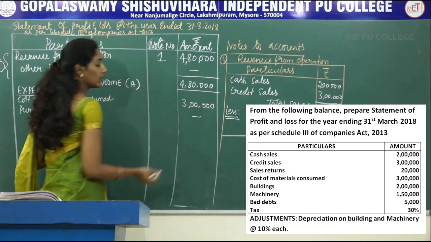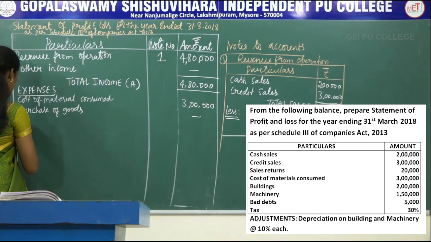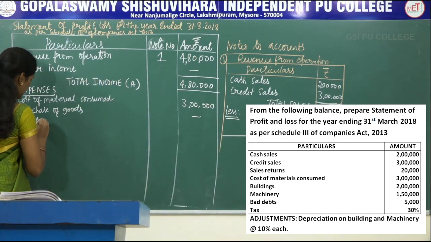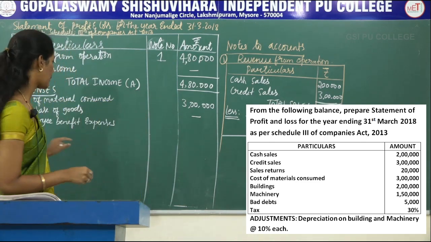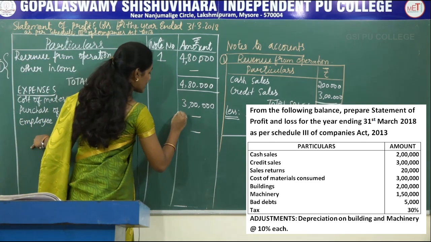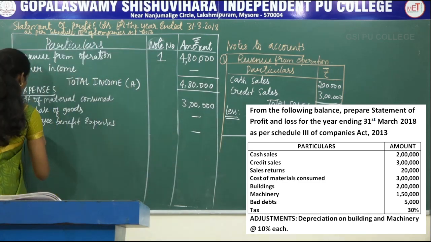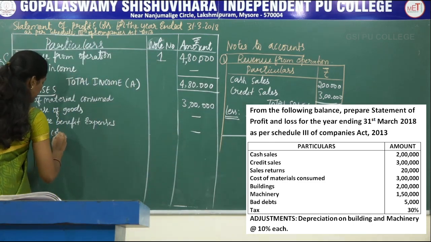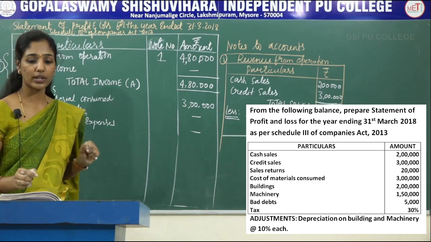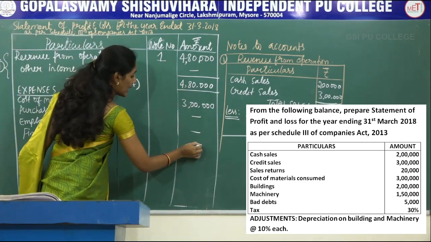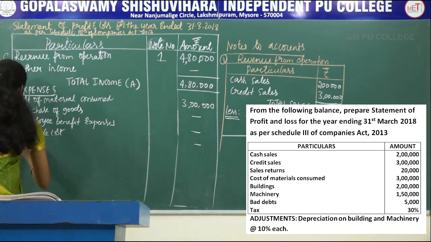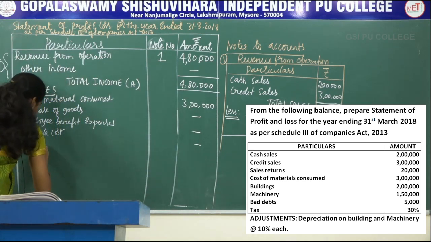Leave it as blank. Coming to the next expenses, that is employee benefit expenses. So there is no employee benefit expenses in your problem. Leave it as blank. Next, finance cost. Is finance cost given? There is no finance cost also in your problem. Leave it as blank. Next, what is the next expense?